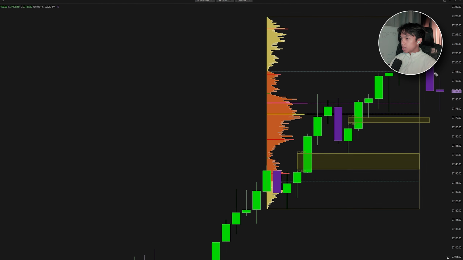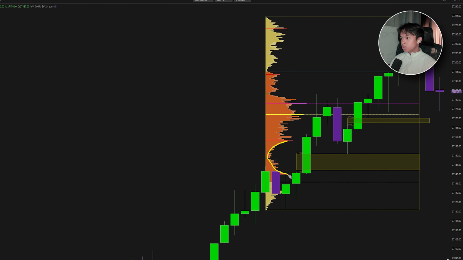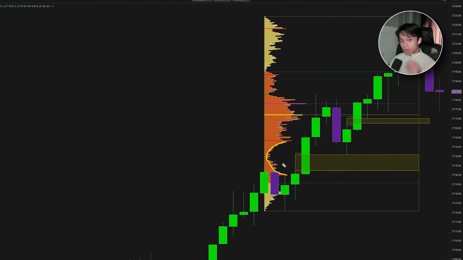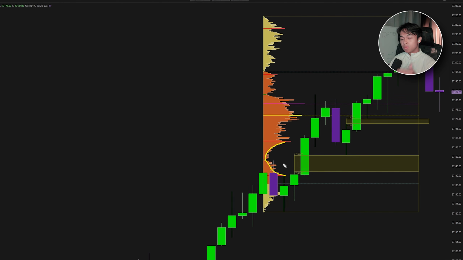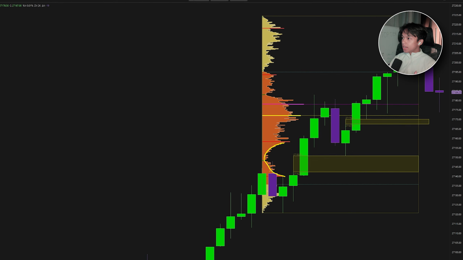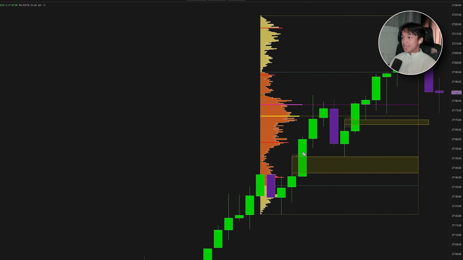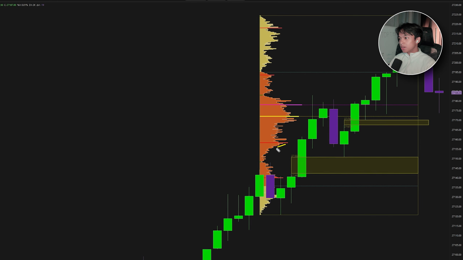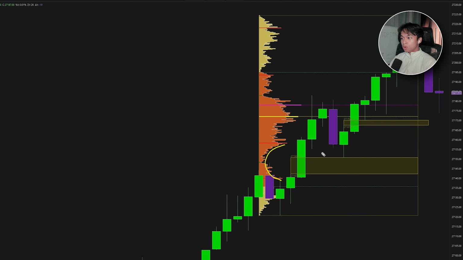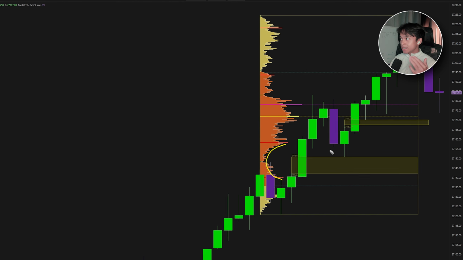And pay close attention to what you see here. You get to see a low volume node. And remember this, we'll be using this term a lot in this video. Then the next question you have to ask yourself is, where did price move through with the least participation? And remember the low volume nodes. Those are the areas where price moved through with the least amount of participation from both buyers and sellers.